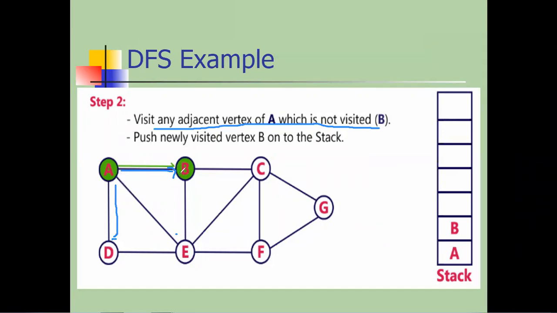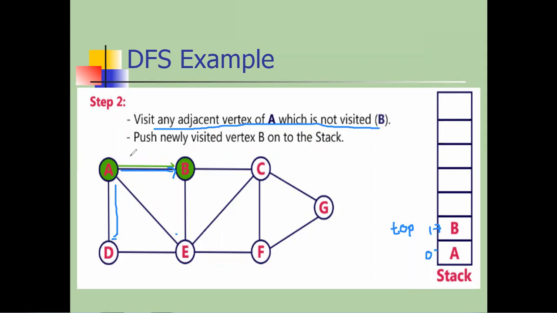B is not visited. B is visited means we have to increment the top pointer by 1 and put B into the stack. So just see here. Let's say A is stored in the 0th location, this is the first location, and this is your top. I hope everyone is clear here. This is our top pointer. So top is pointing to the first location of the stack and the value is B.